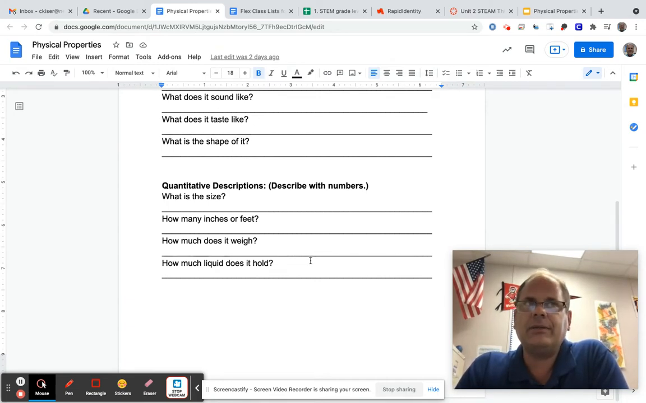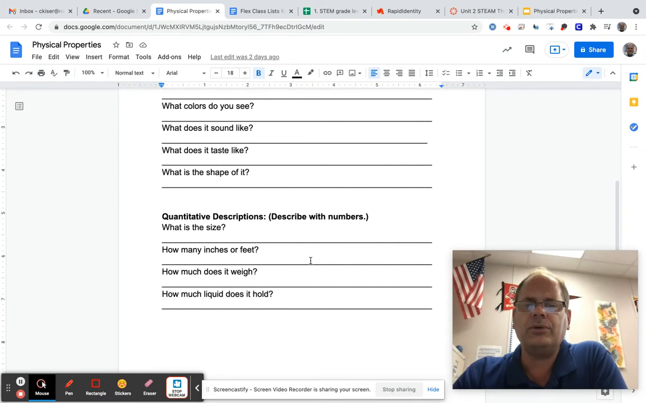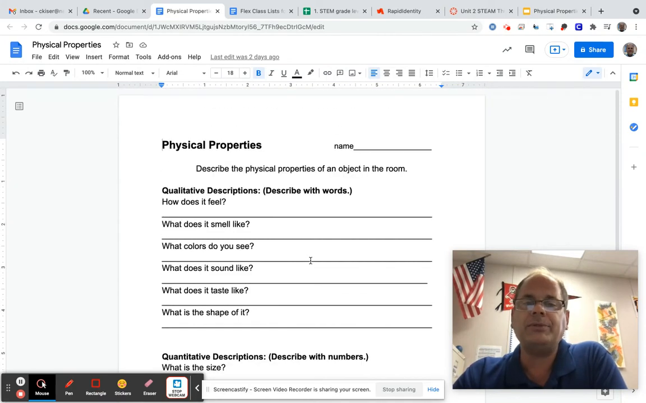Quantity is a number. You want to know how much. So what's the size? Measure it, weigh it, pour it into a glass and measure the liquid. Maybe you can measure the temperature. Is it hot or cold? How many inches or feet is it? Measure it again. How much does it weigh? And how much liquid does it hold? So these are numbers you can use to describe the object.